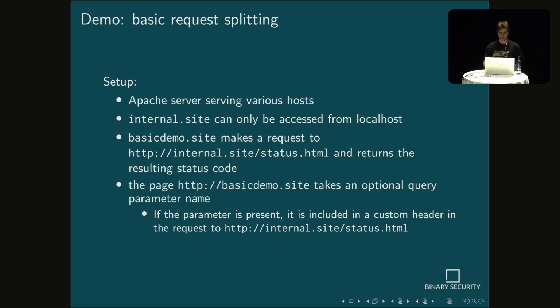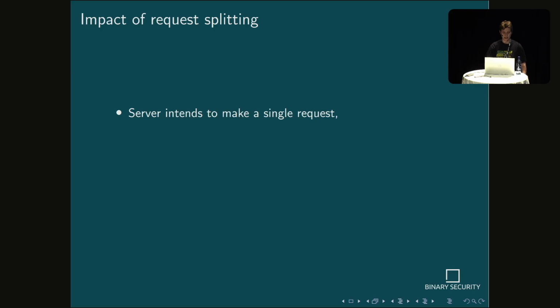I've shown you how to do this, but I haven't actually told you why this is a security vulnerability as opposed to just a stupid bug. So we should talk a bit about impact. The setup here is the following. We have a server which intends to make a single request, but the attacker causes it to make multiple. That's the very high-level view of what's going on. So what can we do with that?